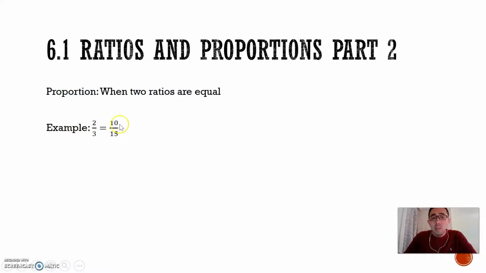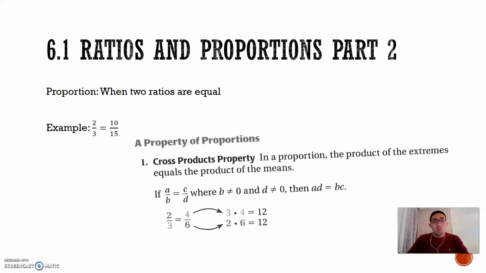How do I know that? If I divide 10 by 5 and 15 by 5, I'm going to get 2 and 3 respectively. Okay, so two equal ratios.